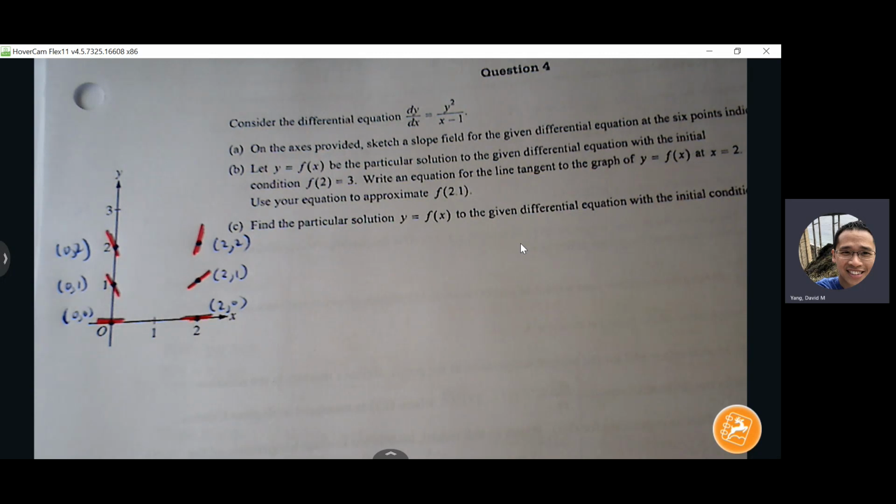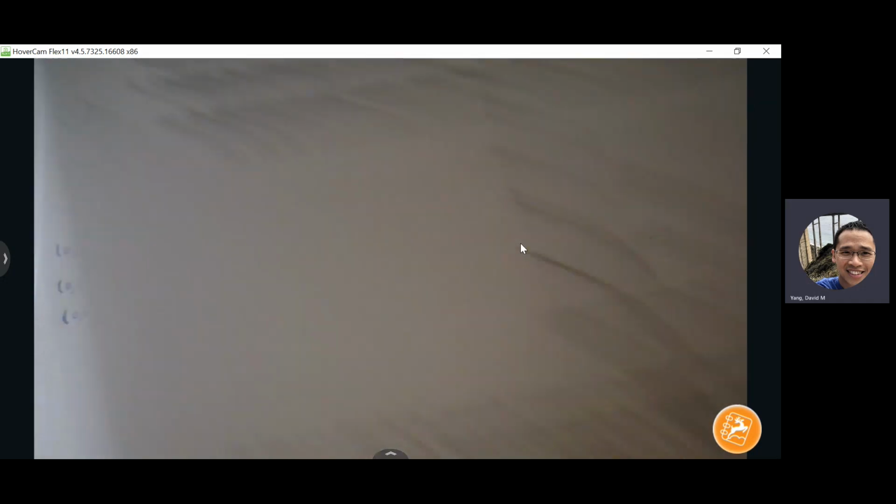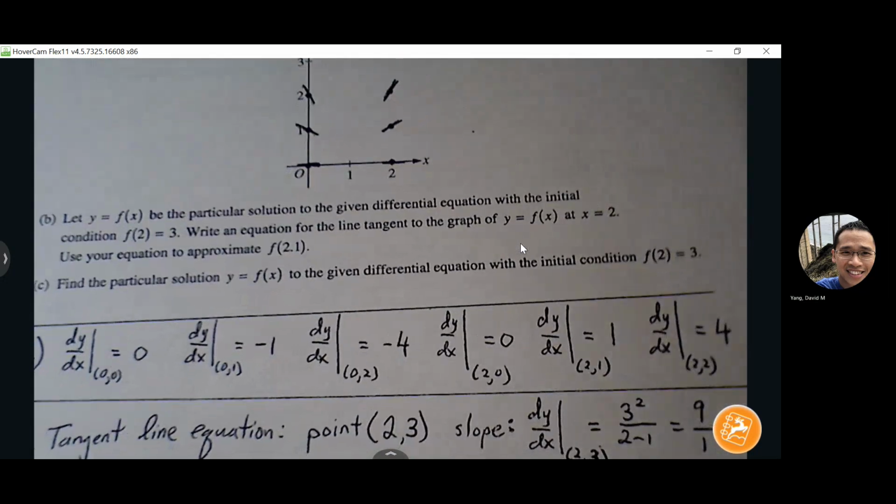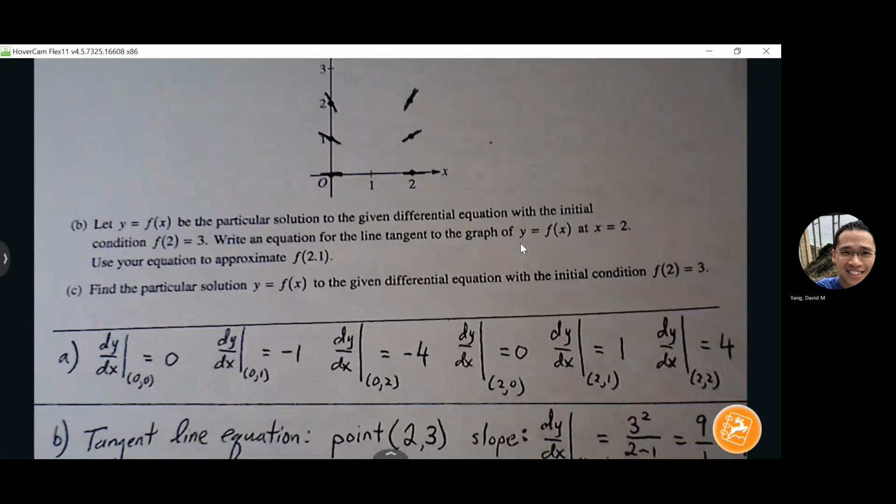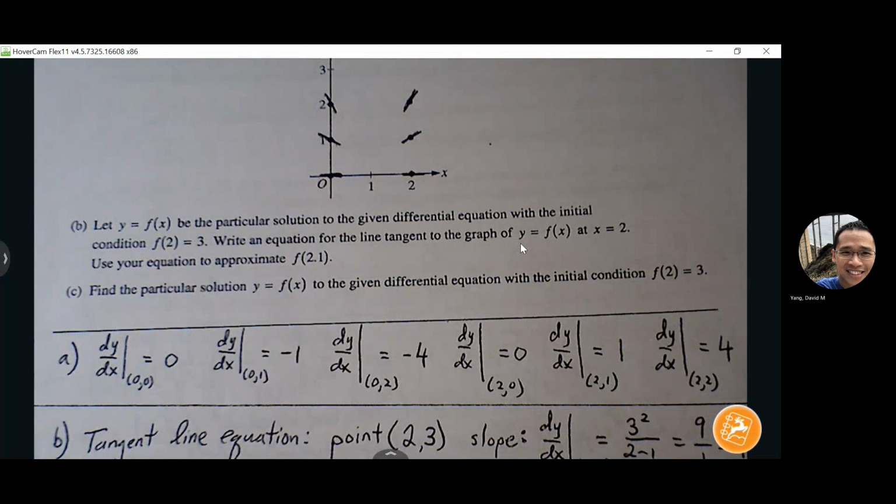Slope undefined just means that if you get a 10 over 0, or a non-zero divided by 0, you'll leave that space blank. Okay, do not put a vertical line there. You have to leave it blank. In this case, we don't have any slope undefined, not at those points indicated. Okay, any questions there? Okay.